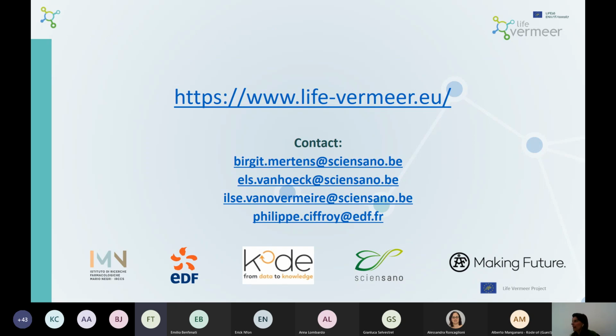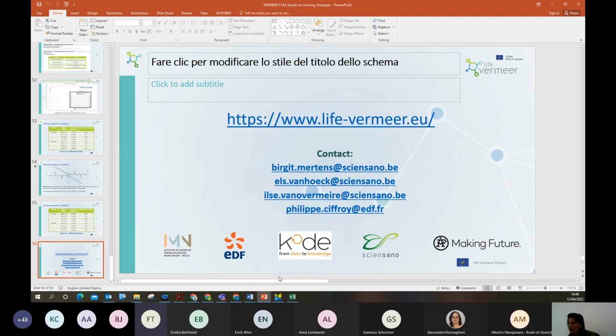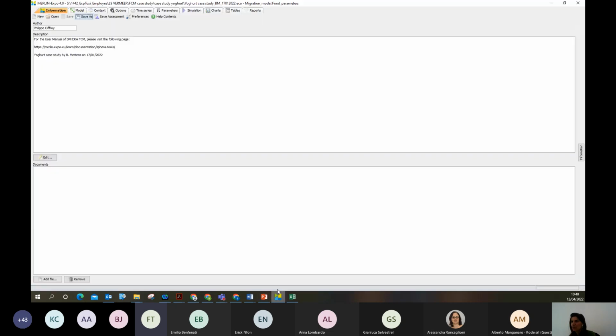And maybe before I end, I will show you very briefly the tool in real life. As I explained, the tool has been integrated in Merlin Expo, so if you have worked before with Merlin Expo, you will certainly recognize the layout. In the information tab, you have the link to the manual. What's also interesting is that in this section, if you click the edit button, you can provide some information. For example, you can list the different parameters that you have used to perform your case study.